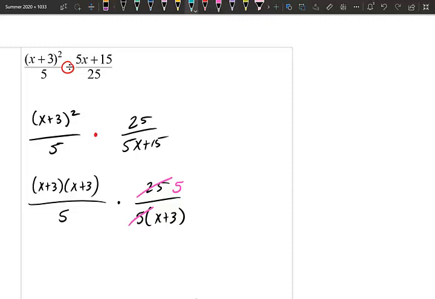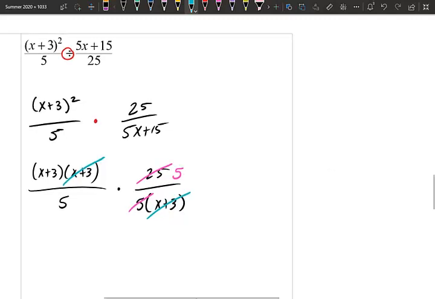Diagonally, we can cancel out x plus 3, x plus 3. You might see it. It's okay if you don't. I'm going to point it out here. We still have 5 left and another 5. So we can cancel those because they are diagonal. What we have left over, literally the only thing we have left over is x plus 3.